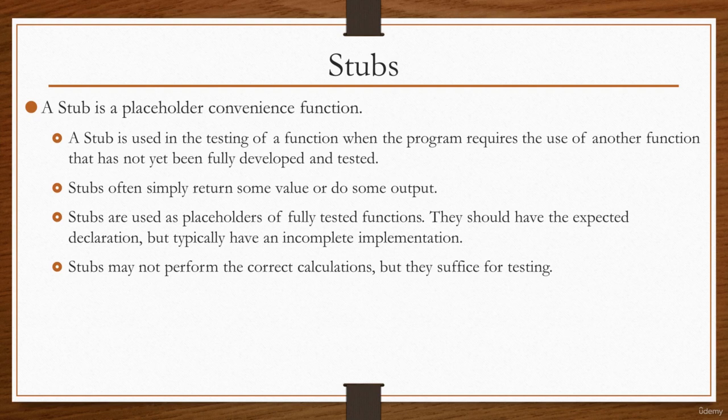So the focus will remain on that particular function that you are testing, but the stub just enables you to actually test that function. So stubs often simply return some value or do some output. They are used as placeholders of fully tested functions and should have the expected declaration, so the correct name and arguments, but they typically have an incomplete implementation. In other words, they may not perform the correct calculations, but they suffice for testing.